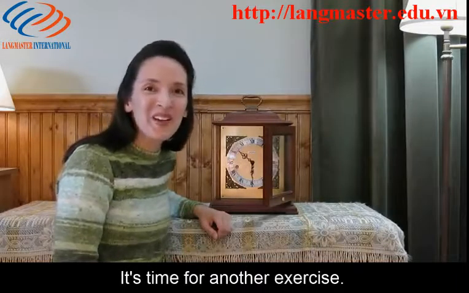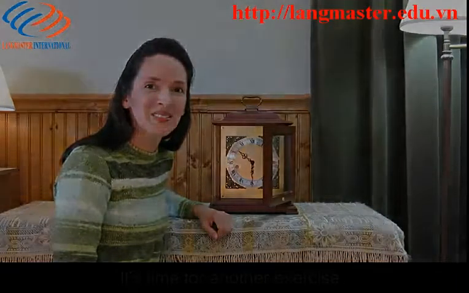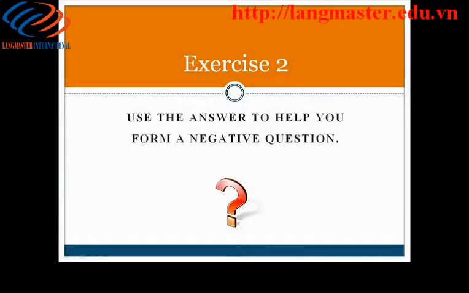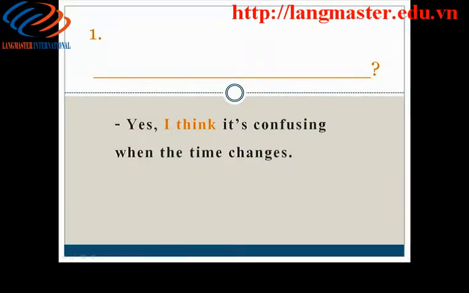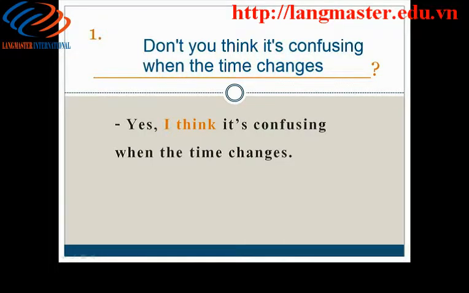It's time for another exercise. Exercise 2. Use the answer to help you form a negative question. 1. Look at the answer to form the negative question. The words in orange give you a clue. The question: Don't you think it's confusing when the time changes?